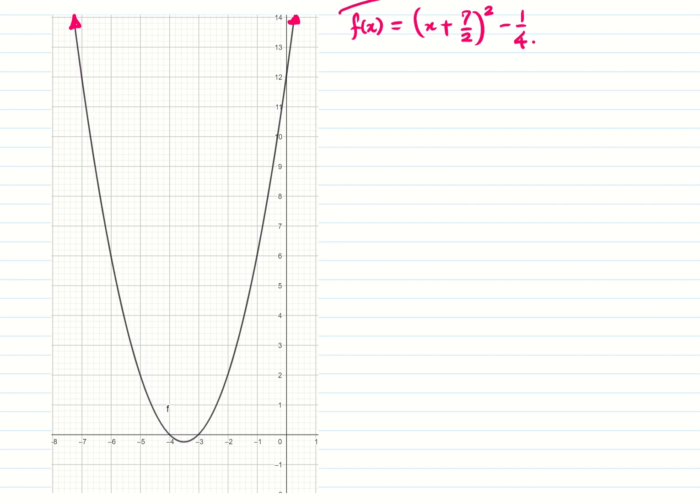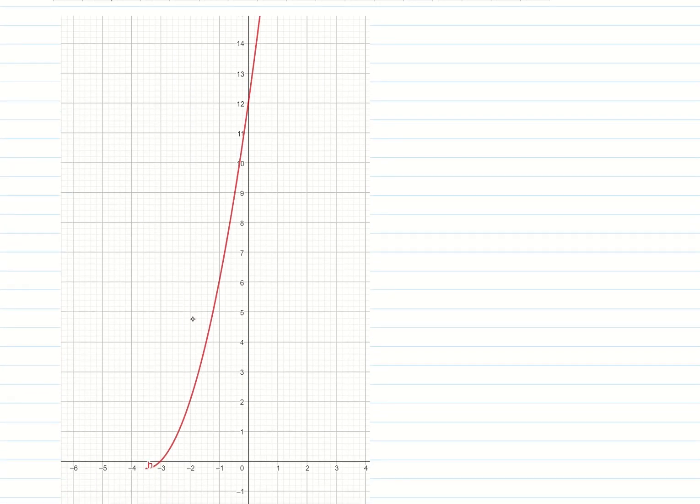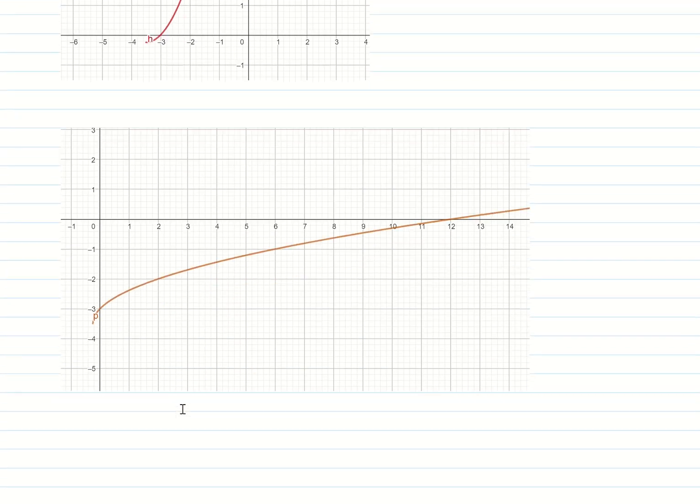And since by this vertex form, you know already that the minimum here is at negative 3.5, you can restrict the domain and just make x greater than or equal to negative 3.5. And what happens if you do that? This is what happens. Okay, half of the graph is cut off. This part here is off, and then you have this. And if you invert this, this is what you get.